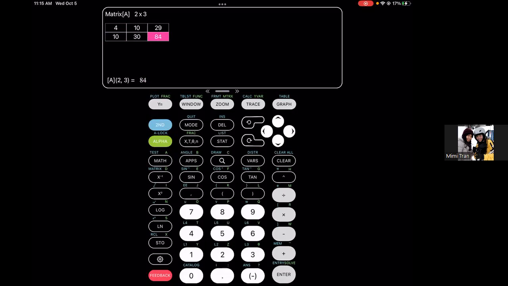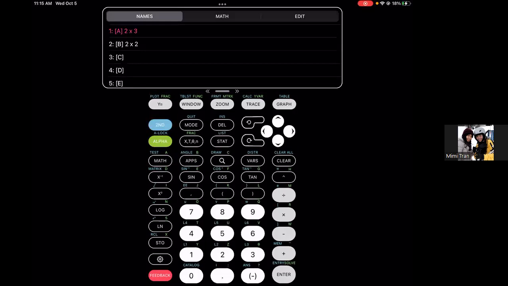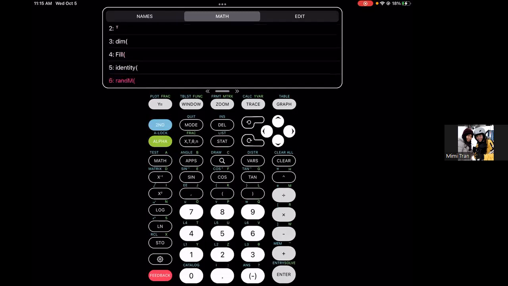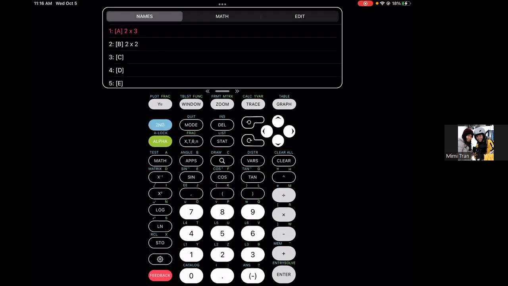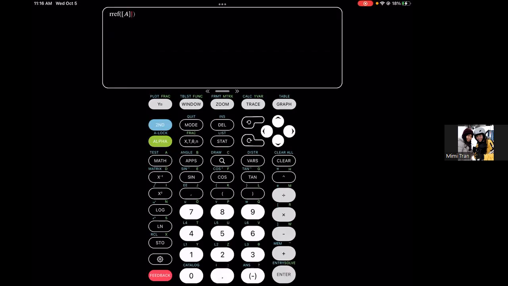All right, now quit. Second mode to quit. And go back to matrix again. Second matrix. I know, I make you do that. Go over to math. And you go all the way down here. You see RREF, row reduced echelon form. Press enter. Now it asks you what matrix you want to input in that parenthesis. You want matrix A. So second matrix, you go to matrix. Names right there, just press enter.